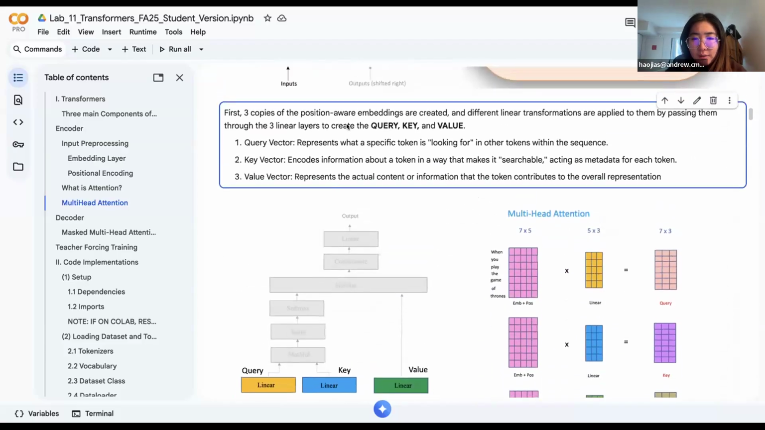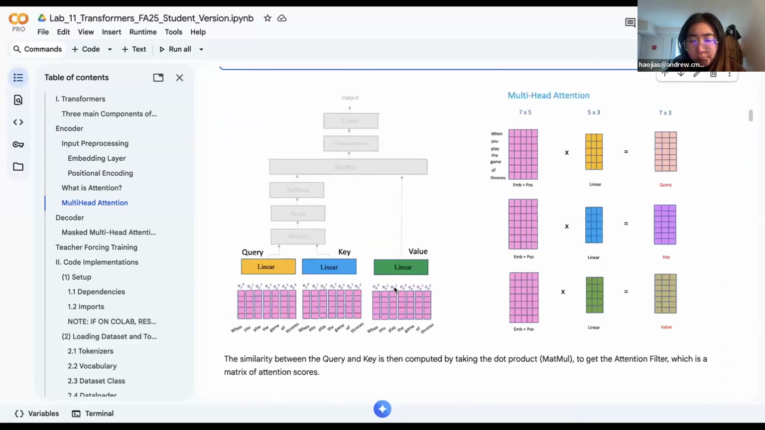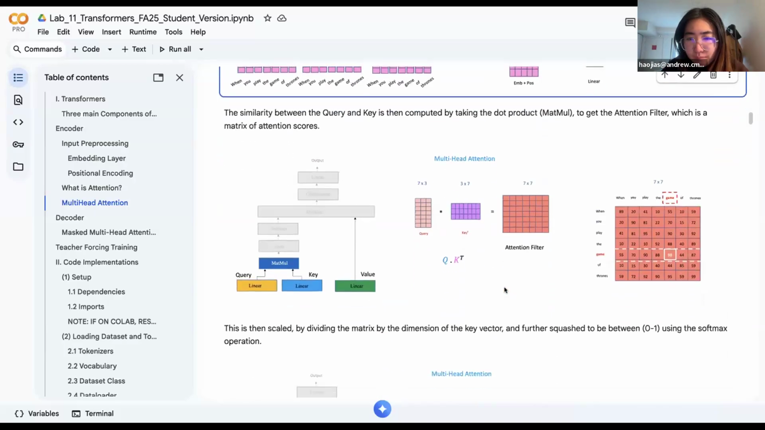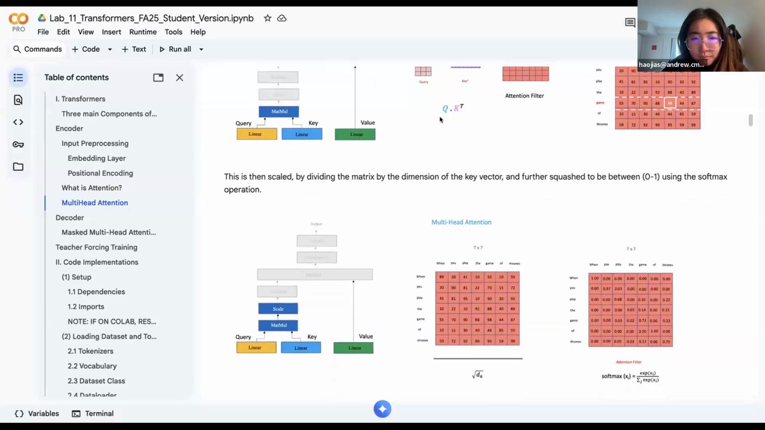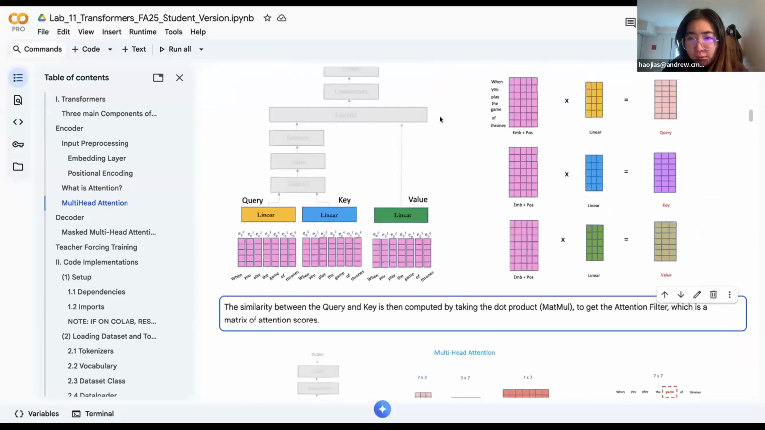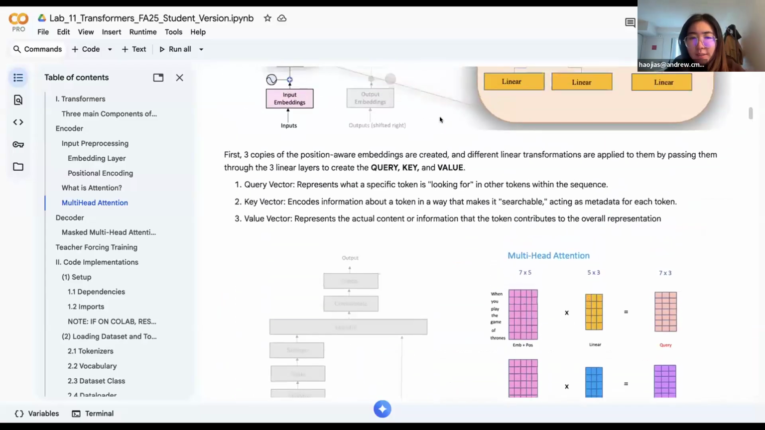Oh yeah, here. So it's just like what we said. We can look into the figure again. Yeah, so this is the way that we calculate the attention.